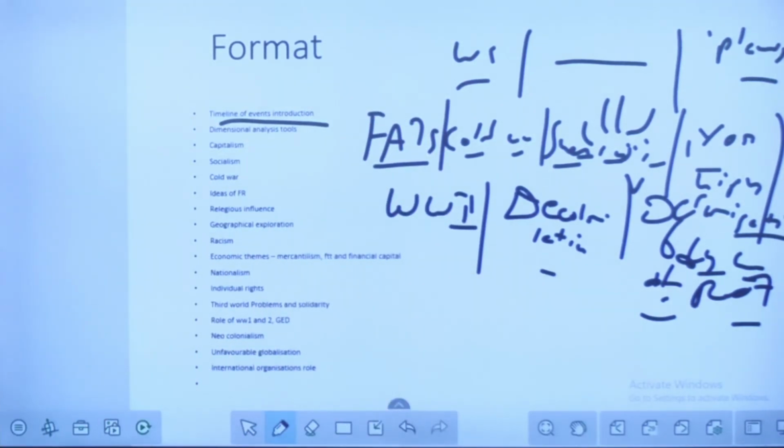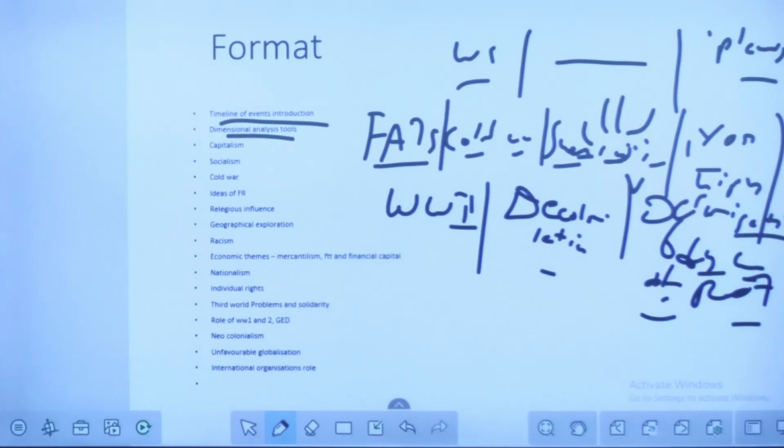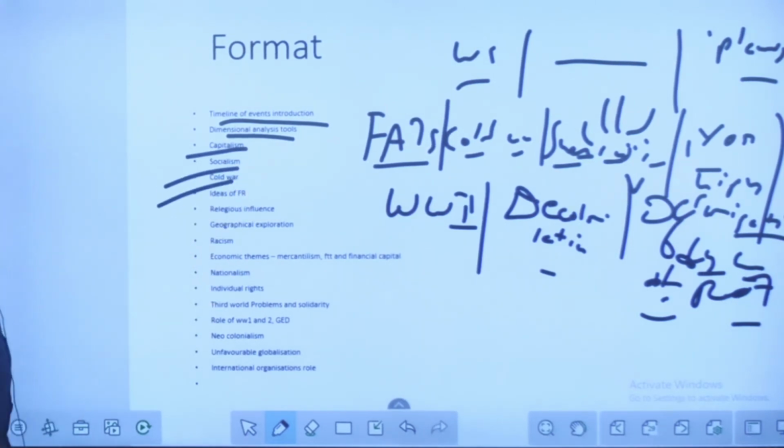Then I'm just providing some ideas, some dimensional analysis tools for world history. Whatever the questions are, you remember just these things and try to apply them with the help of these themes. First and foremost, what are the dimensional analysis tools? There are the issues of capitalism, socialism, and Cold War. In most world history questions, you can use these dimensional analysis tools. For any given question, it will fit into one or the other of these dimensions. You can use some of them for each question.